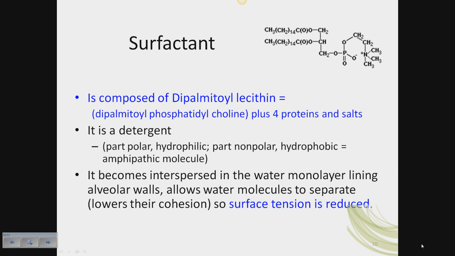It's a detergent-like substance. Detergents do have amphipathic properties. Some part of them likes water, and others don't. So these molecules will orient themselves such that their water-loving components face a water environment and their water-hating components face away. So this surfactant will become interspersed in the water that lines the alveolar walls and will allow the water molecules to separate. This lowers their cohesion, so surface tension is reduced.